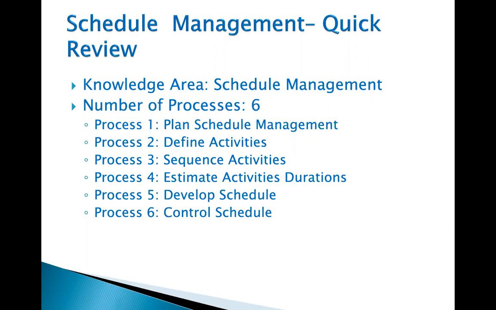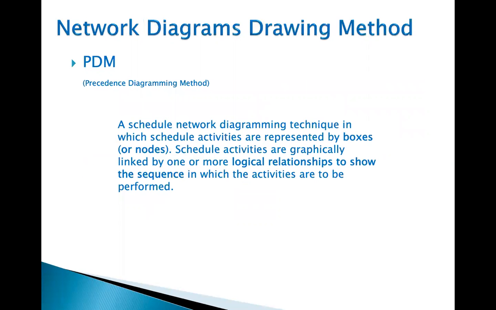Process number 1, plan schedule management. Process number 2, define activities. Process number 3, sequence activities. Process number 4, estimate activity durations. Process number 5, develop schedule. And process number 6, control schedule.